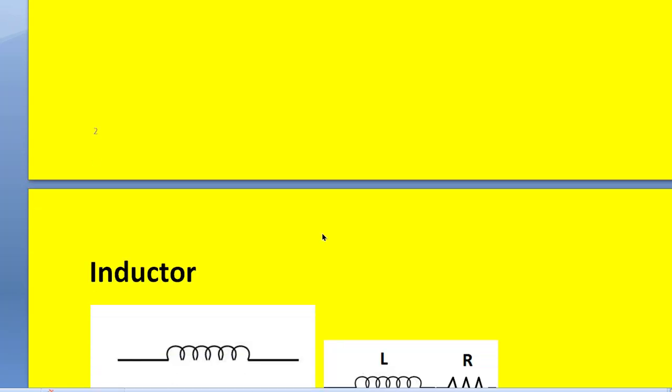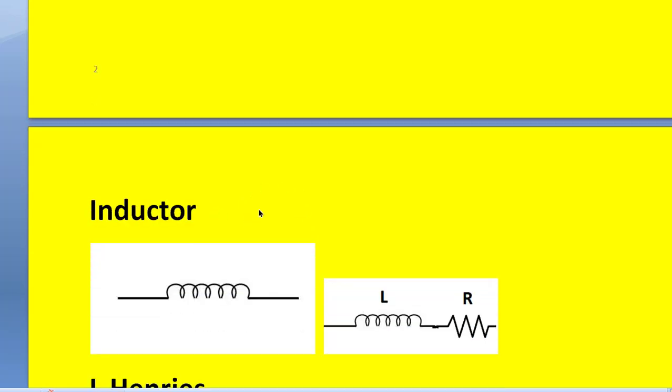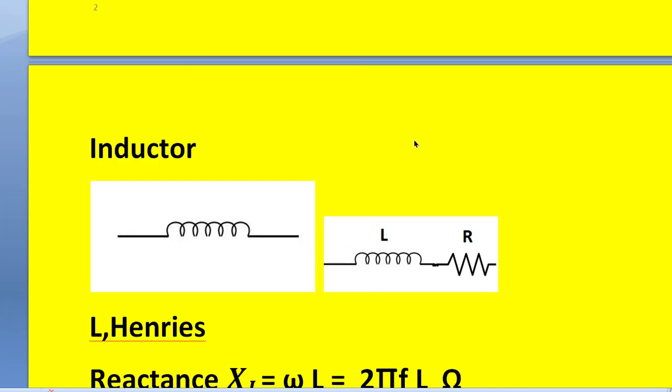Next, let us go to another component, that is the inductor. This inductor is normally represented like this, and the symbol for that is capital L.